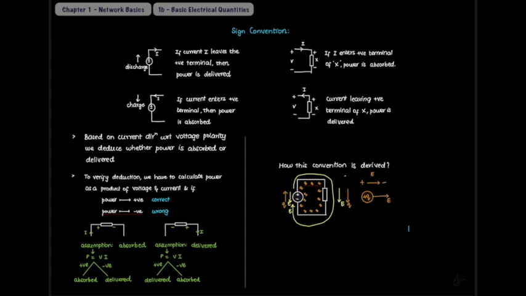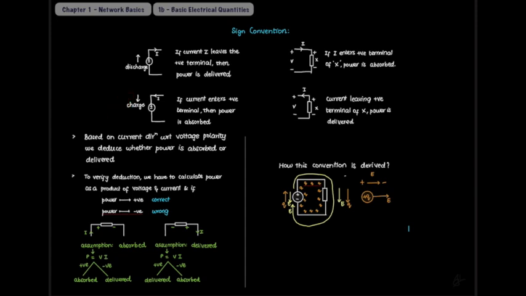The same is the case for the load. For example, in the load, if you assume a positive and negative polarity like this, and you see the current entering the positive terminal, then this element is absorbing the power. On the other hand, if the current leaves the positive terminal, it is assumed to be delivering. So this is the initial assumption that we'll have in any of the problems or questions. Then based upon the current direction with respect to the voltage polarity, we deduce whether the power is absorbed or delivered. This is what we mentioned here.